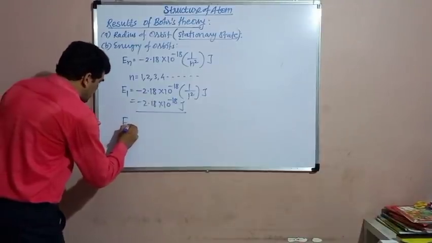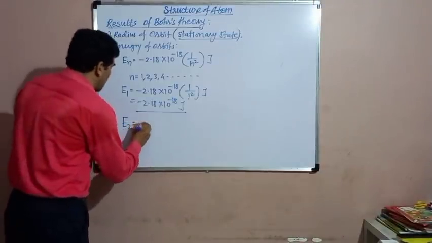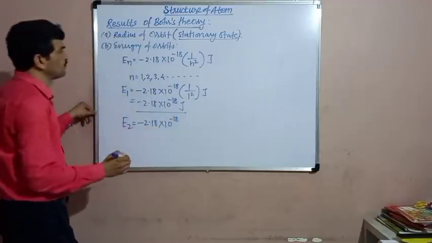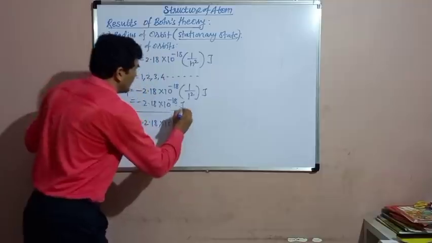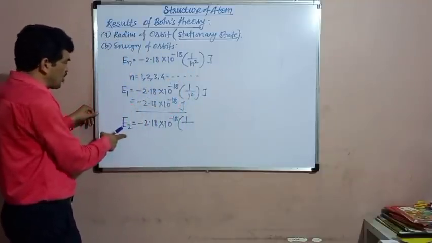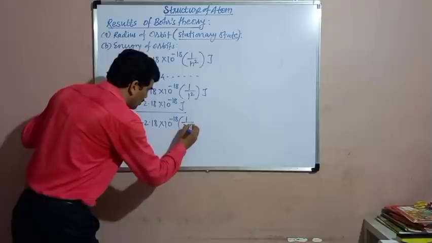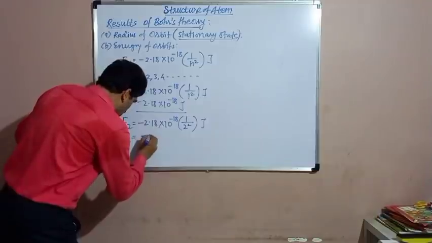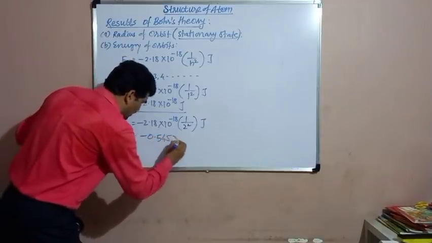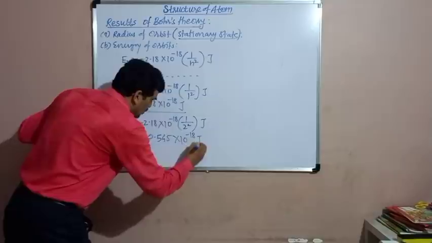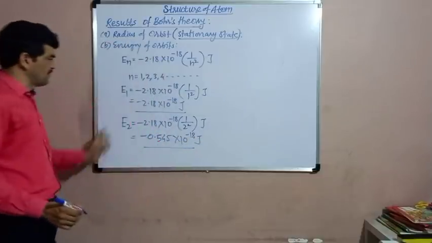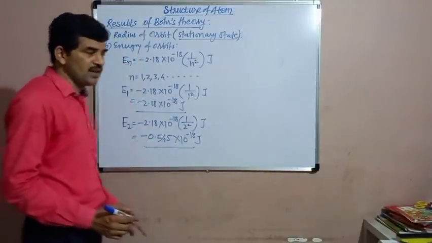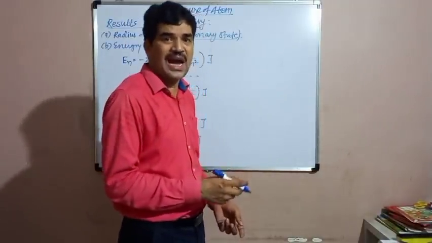For the second orbit, E2 equal to minus 2.18 into 10 raised to power minus 18 into 1 by n square. But for the second orbit, the value of n will be 2. On solving it, we get minus 0.545 into 10 raised to power minus 18 joule. So this is the energy of the second orbit in hydrogen atom. By using this formula, we can calculate the energies of various orbits in the hydrogen atom.